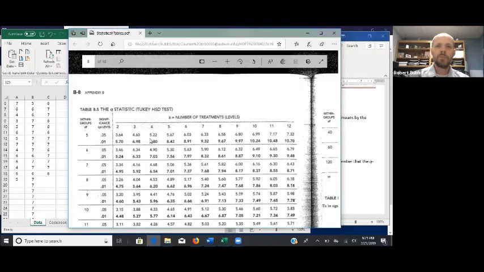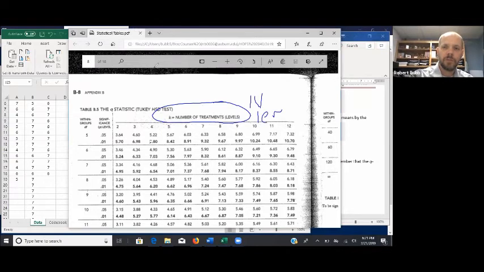The very first column that we see is for the number of treatment levels. This is your independent variable levels. In this case, we have 3. We have 3 levels: negative, neutral, and positive. So make sure you know your independent variable and you know how many levels you have. In this case, we have 3.